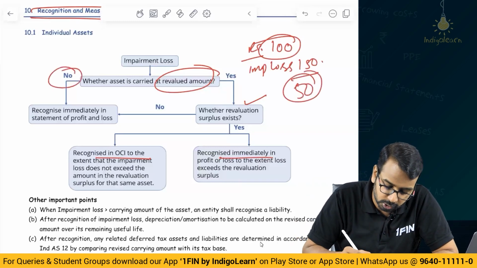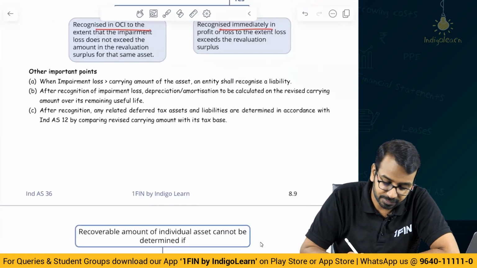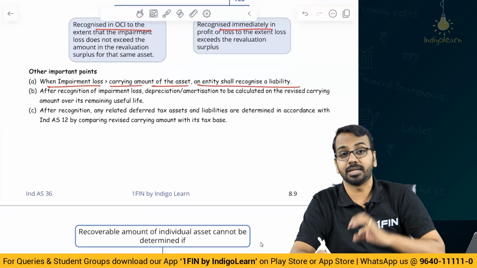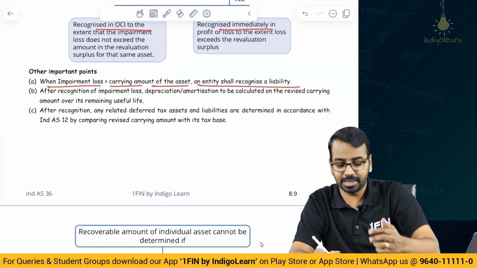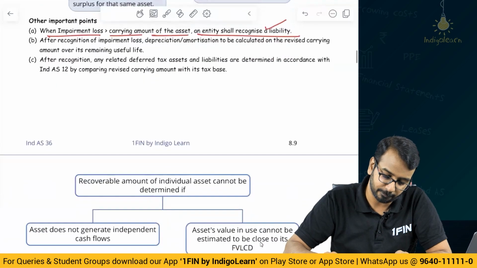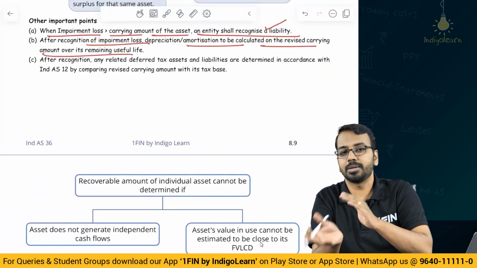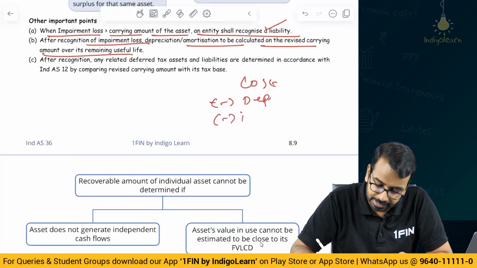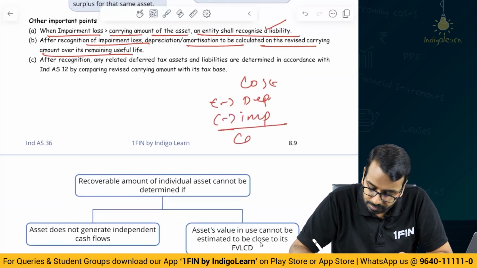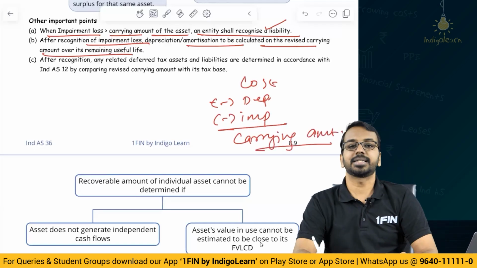If you are following the cost model, you will recognize it immediately in the statement of P&L. Then if there is an impairment loss which is greater than the carrying amount of the asset, you will recognize a liability, because if at all you have to incur a liability to dispose of that asset, then that will be recognized separately. Once impairment has been charged, depreciation shall be calculated on the revised carrying amount. So once impairment has been charged, you will take the cost minus depreciation minus impairment. On this carrying amount, you will charge the revised depreciation.